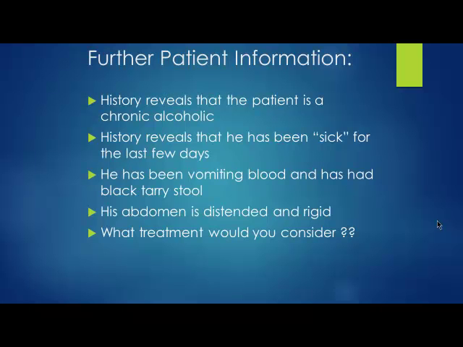All right, so chronic alcoholic, he may have some kind of nutritional issue, liver issue or something like that. He's been sick for a few days and vomiting blood and has black tarry stool, so that tells me that number one, he's probably hypovolemic. Number two, he's probably anemic, right? So those both are going to have huge factors over perfusion, all right? His abdomen is distended and rigid, so that gives me more of a reason to believe GI bleeding, hypovolemia. So what are some things that you would do for this guy?